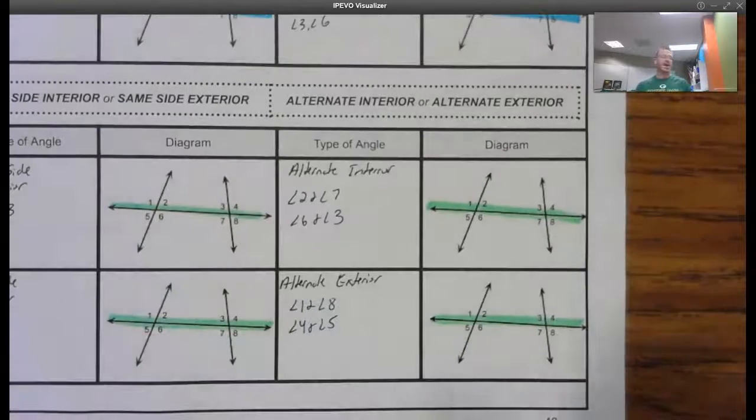So that gets the majority of our angle pairs. We have one more angle pair relationship, but we will talk about that in class because we're already at that 15-16 minute mark in this video.